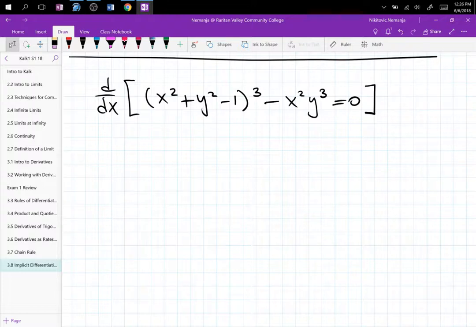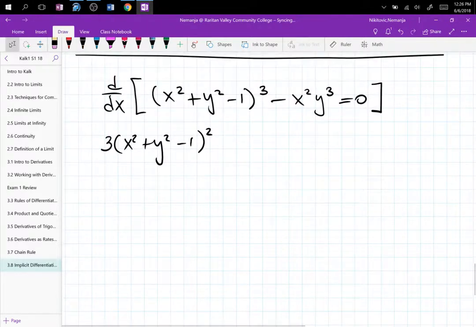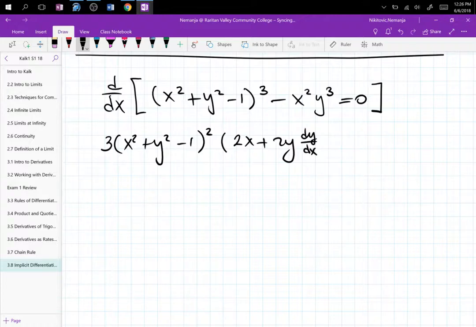All right, so we start by saying that something cubed is going to be 3 of that something squared to begin with. So we have 3 times (x squared plus y squared minus 1), everything to the second power. And now I have to take the derivative of the inside. The derivative of the inside is 2x plus 2y dy/dx. Remember, I took the derivative of y, and I have to follow the chain.